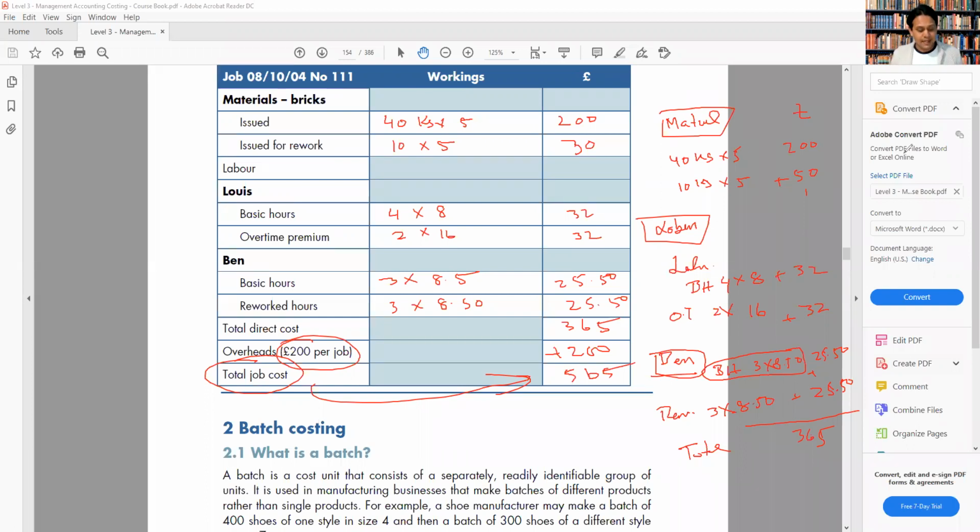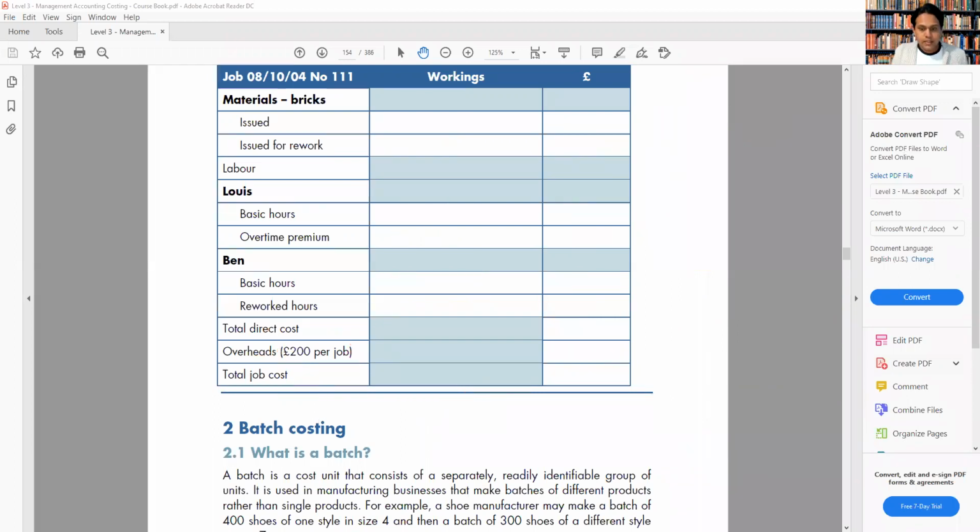Just like to understand, I can say the tricky bit here is the overtime. So if you understand that, there is no problem here. Okay, so let's move on.